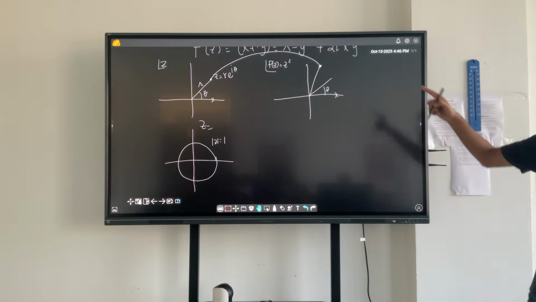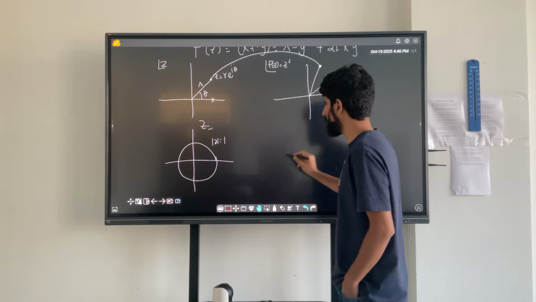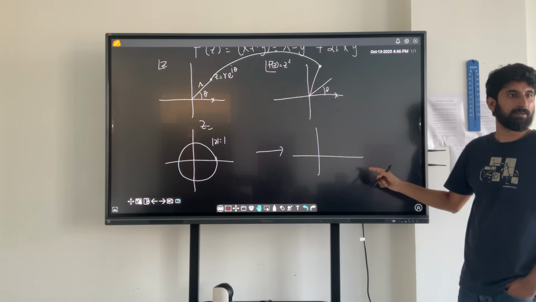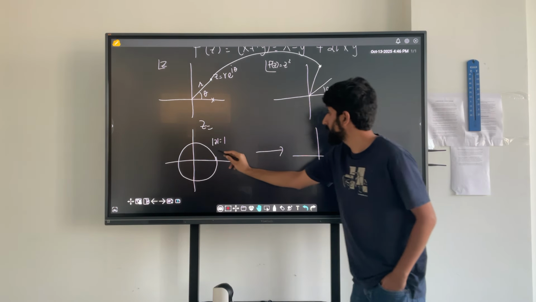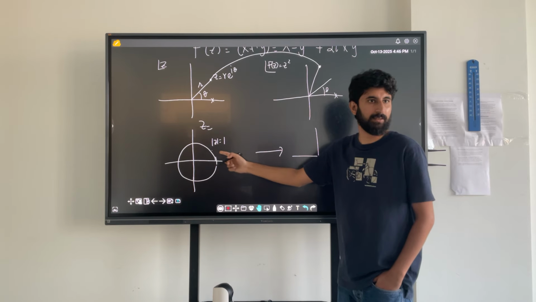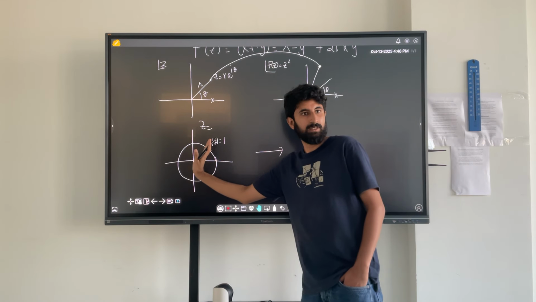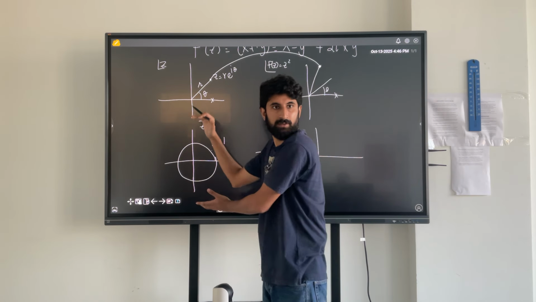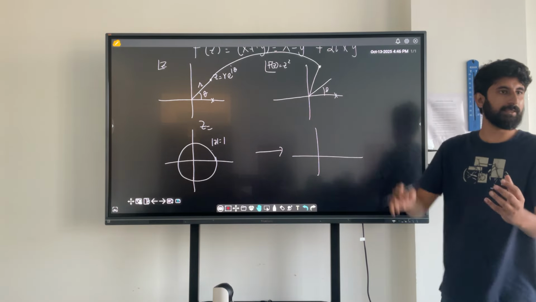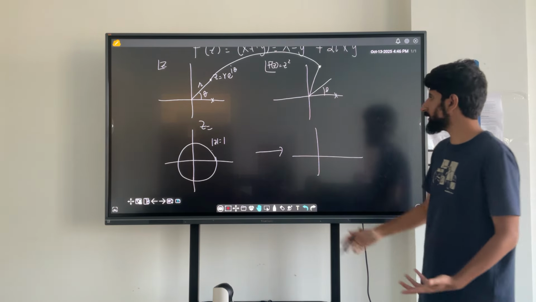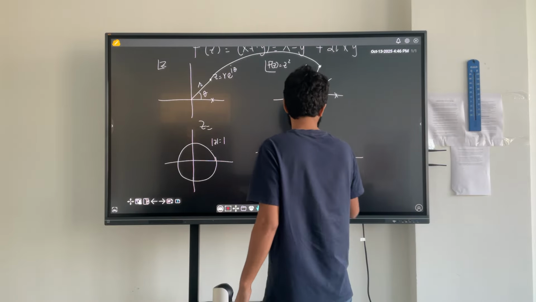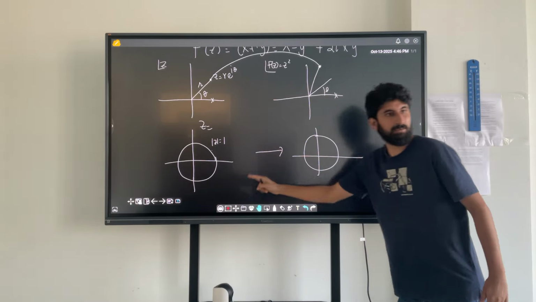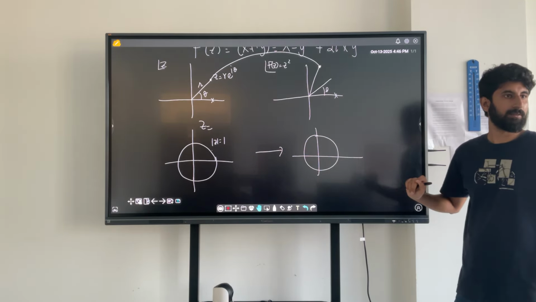What will happen in the other plane? Look at every point. r becomes r square, but r is 1, so it remains as it is. What about theta? It doubles. So the circle just rotates like this, nothing else. The circle will become a circle. All the points on the circle get mapped to points on the same circle.